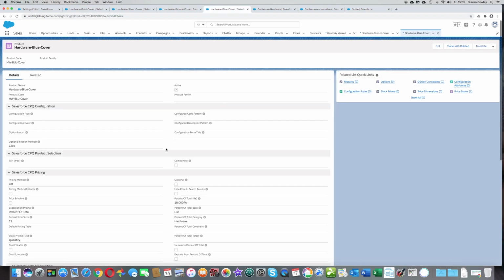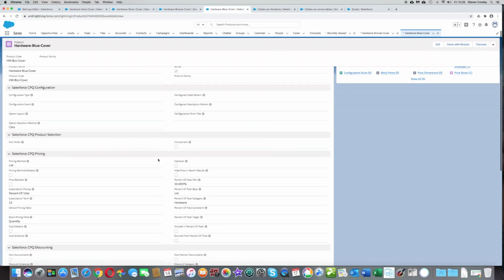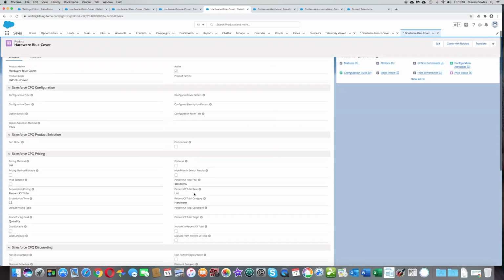Now the other thing that you can do to control your percentage of totals is you can base it on a category of products, or you can exclude certain categories. You can set individual products to be included in percentage of total regardless of their category, or excluded from percentage of total regardless of their category. By default, all fixed-term subscription products will be excluded from percentage of total category.